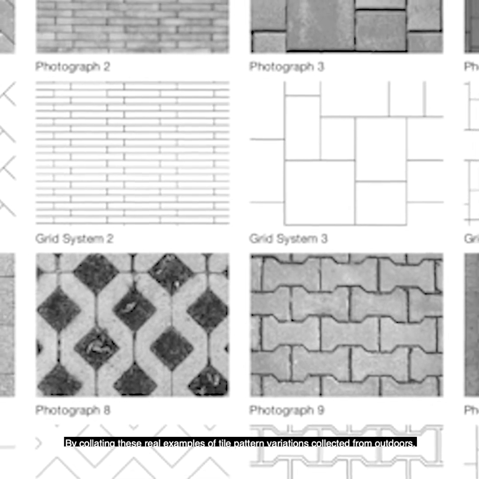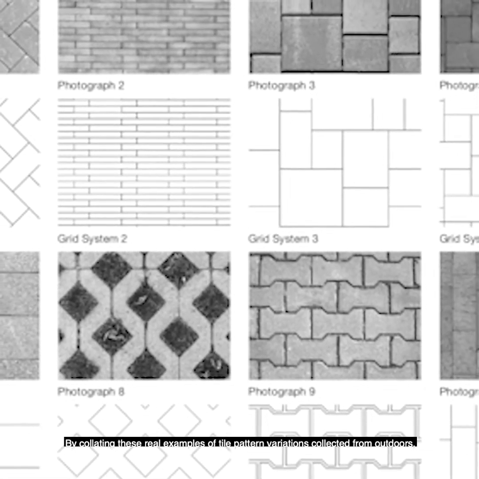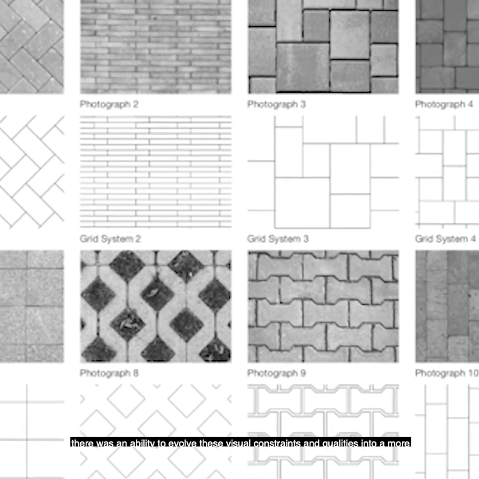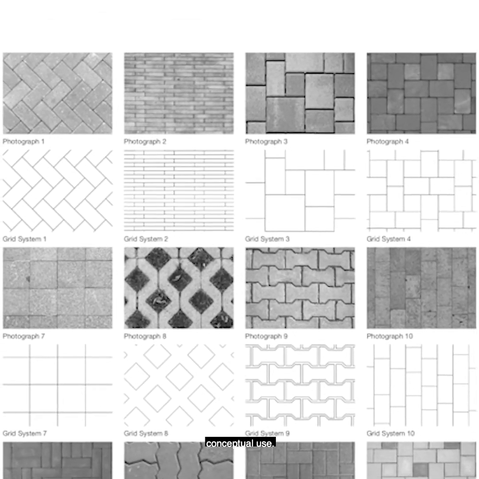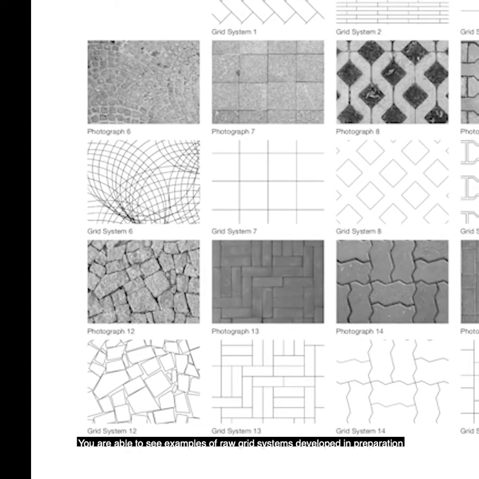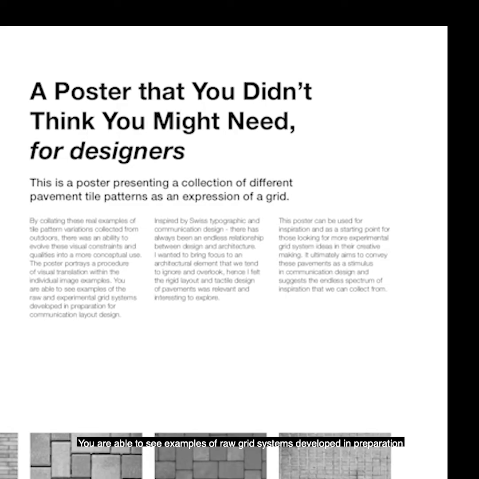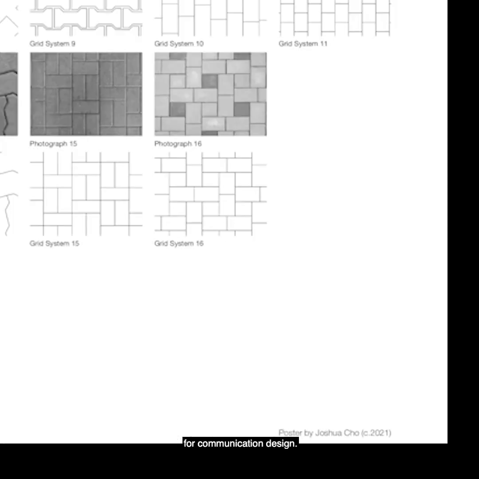By collating these raw examples of tile pattern variations collected from outdoors, there was an ability to evolve these visual constraints and qualities into a more conceptual use. You are able to see examples of raw grid systems developed in preparation for communication design.